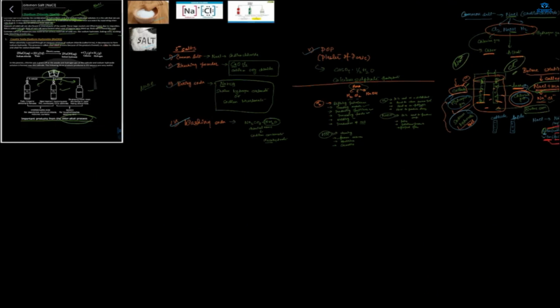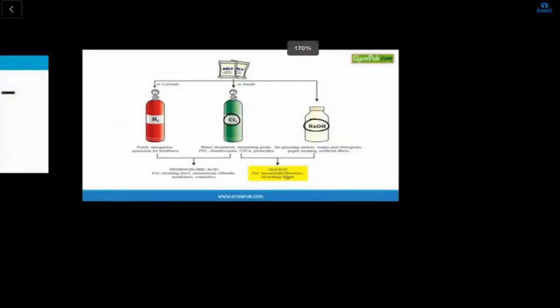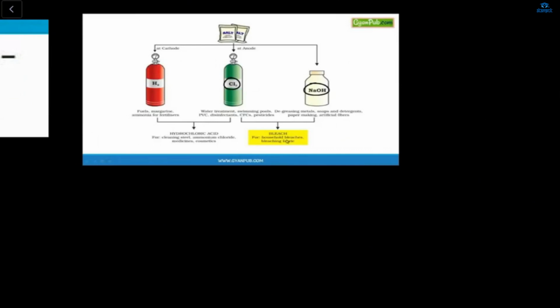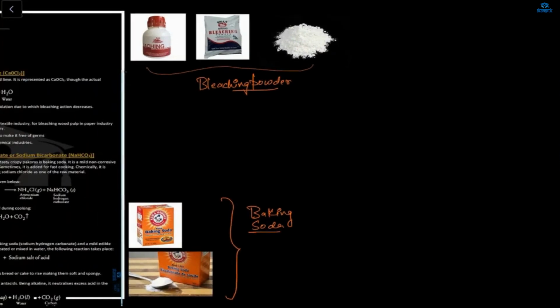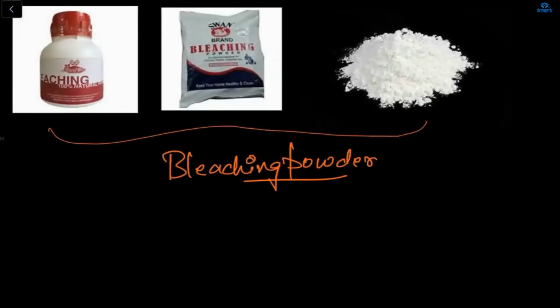Next we will be learning, see here also, this is the diagram H2, Cl2, NaOH. Okay, so now what is the next one? Next is bleaching powder. So these are the bleaching powder, right?